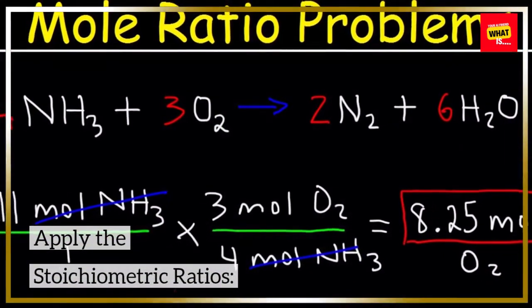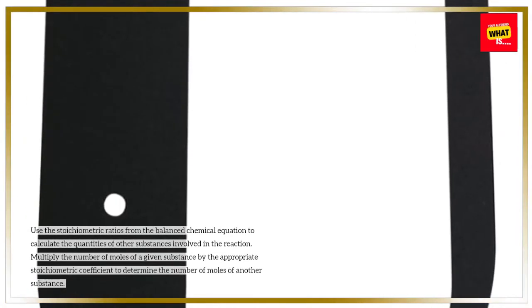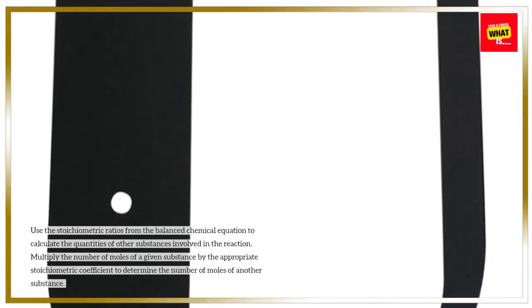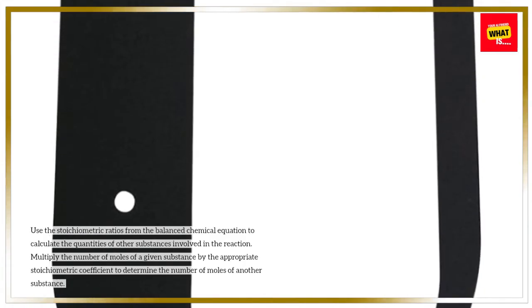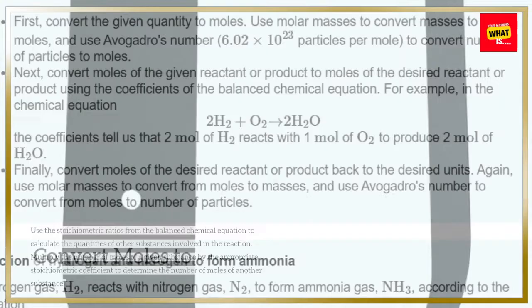Apply the stoichiometric ratios. Use the stoichiometric ratios from the balanced chemical equation to calculate the quantities of other substances involved in the reaction. Multiply the number of moles of a given substance by the appropriate stoichiometric coefficient to determine the number of moles of another substance.